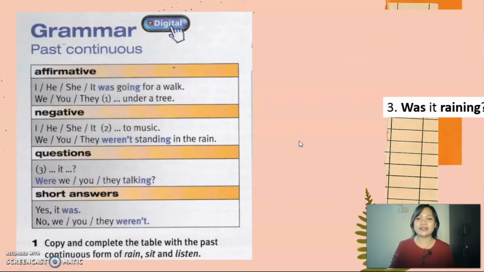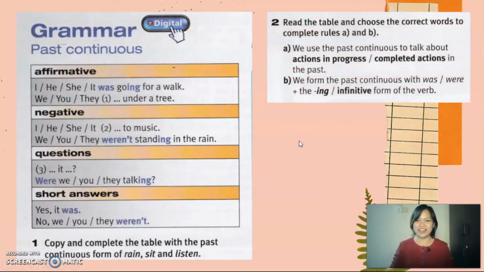Now, let us look at number 2. Read the table and choose the correct words to complete rows A and B. So we use the past continuous to talk about blank in the past. So what is it? Actions in progress. Because we are going to describe an action which is ongoing or continuously happening in the past. Okay? Not completed actions. B. We form the past continuous with was or were plus the ing or infinitive form of the verb. So which one? Is it ing form or infinitive form?